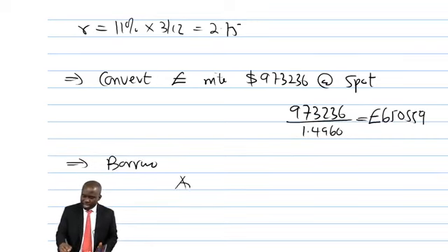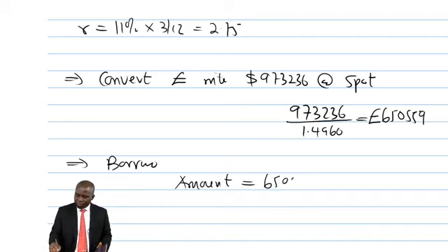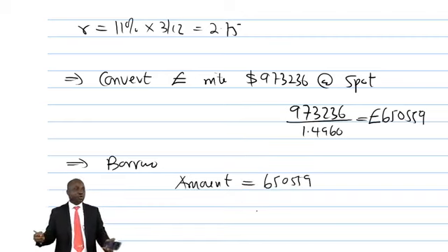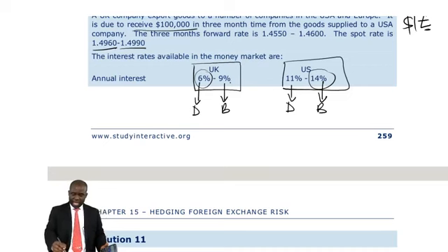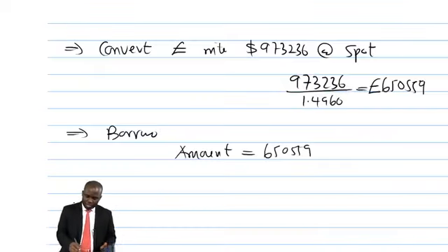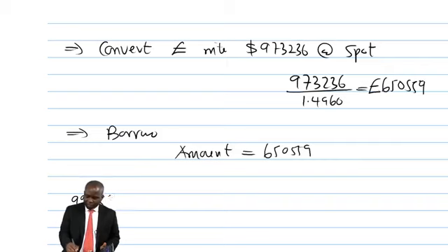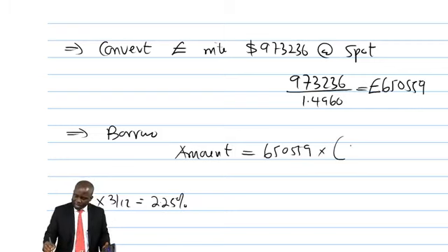So the total amount I have to incur will be this amount I have borrowed plus the interest on it. And what is the interest? If I am borrowing in the UK, I will borrow at 9%. So 9% for the whole year, 9% for 3 months will be 9 divided by 4, which is 2.25%. So I am going to multiply by 1.0225.